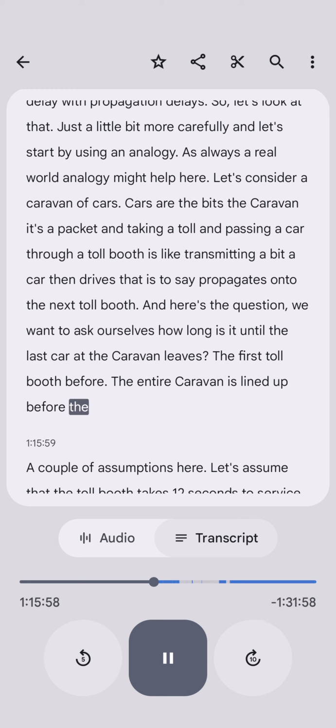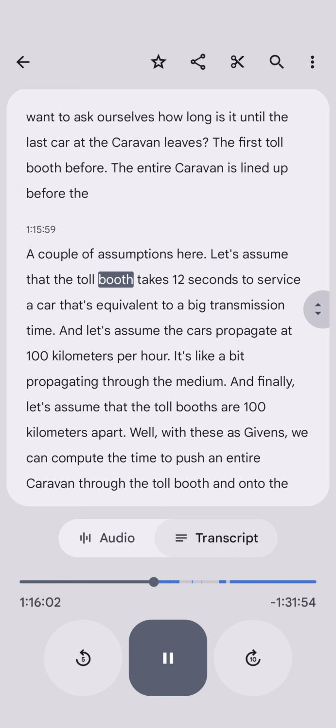In order to calculate a numerical example, let's make a couple of assumptions here. Let's assume that the toll booth takes 12 seconds to service a car. That's equivalent to a bit transmission time. And let's assume the cars propagate at 100 kilometers per hour. It's like a bit propagating through the medium. And finally, let's assume that the toll booths are 100 kilometers apart.